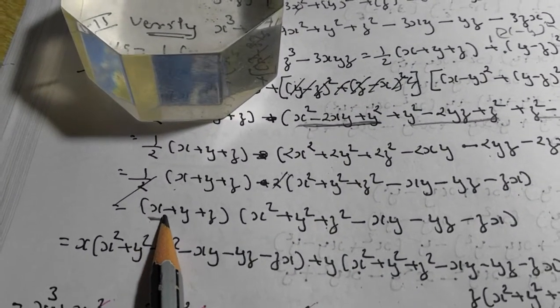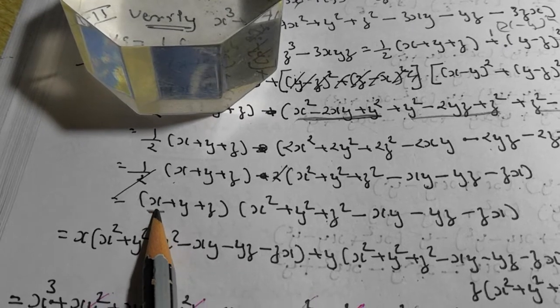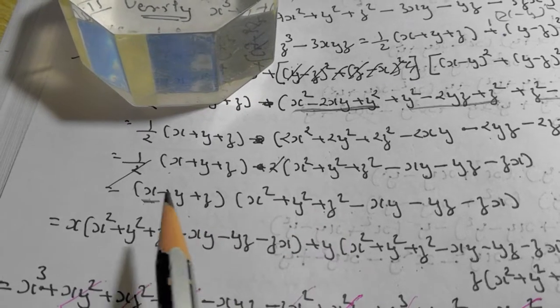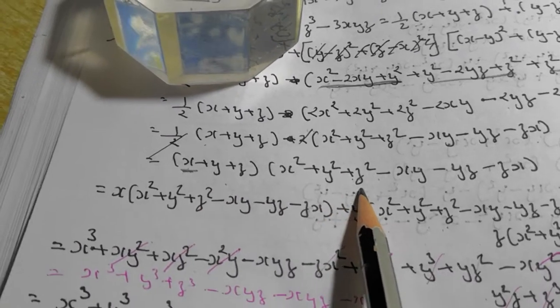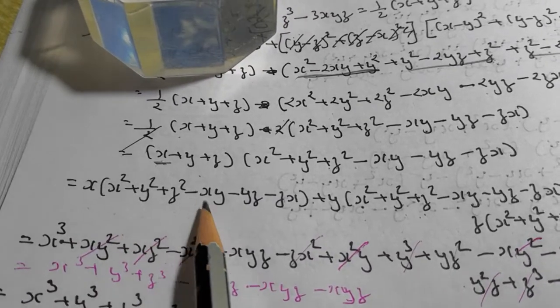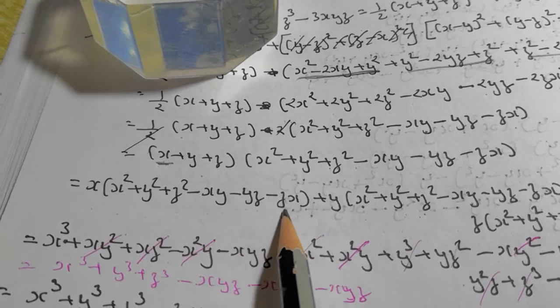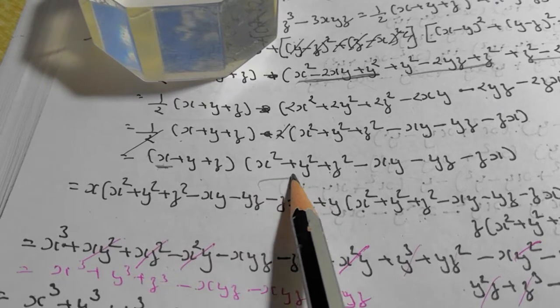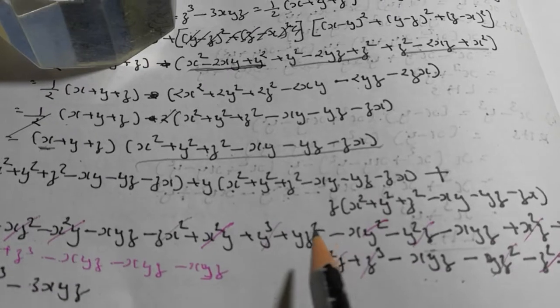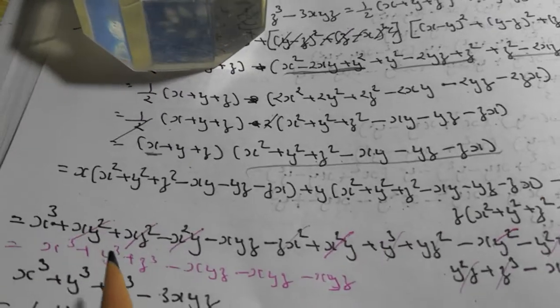Now be careful. Now what I am going to do? I am going to take the first term of the first bracket and multiply by the second bracket. Same way, the second, that is y, multiply by the second bracket, and z multiply by the second bracket. That I have done. x into x square plus y square plus z square minus xy minus yz minus zx, that is nothing but the second bracket. Same way, y into the second bracket and z into the second bracket.